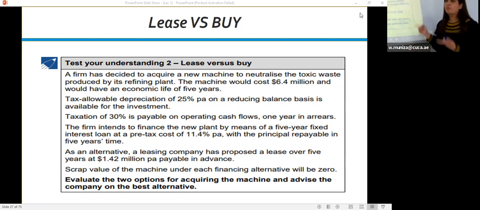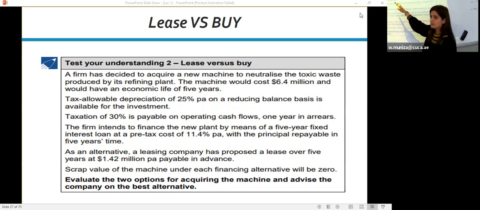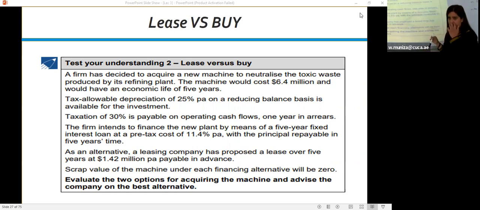So now, my dear students, both of the options are not new for you. For buying, whatever we were doing previously, it is for buying. So start doing it. First do for buying, but try to do it quickly. For 5 years, how many columns do you have to make? 7 columns, from 0 to 6, because tax is in 1 year arrears. Do it, but quickly.